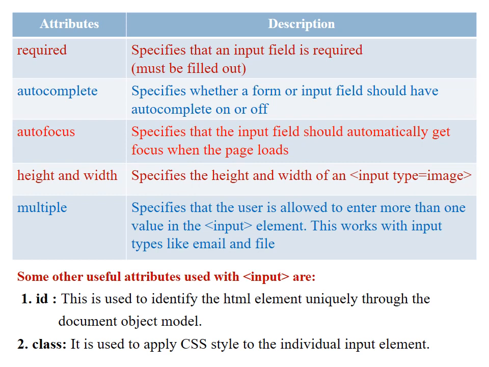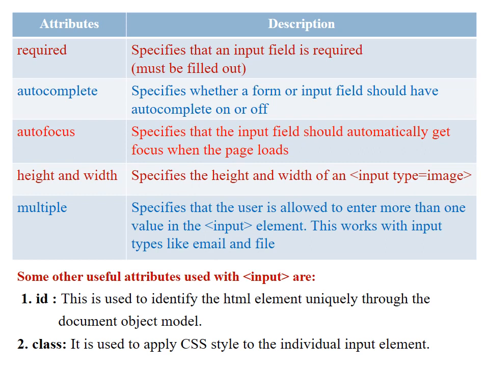Then next attribute, autocomplete, specifies whether a form or input field should have autocomplete on or off. Next attribute, autofocus, specifies that the input field should automatically get focus when the page loads. Next attributes, height and width, specify the height and width of an input type equal to image. After that, next attribute, multiple, specifies that the user is allowed to enter more than one value in the input element. This works with input types like email and file.